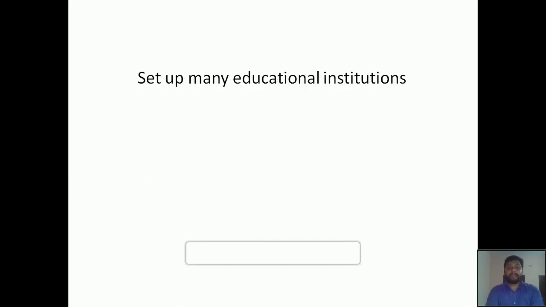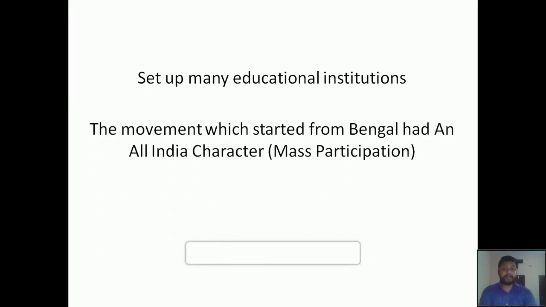And again, the seventh point says that the assertive nationalist leaders set up many educational institutions. In the previous part we have already seen one of the methods adopted by assertive nationalist leaders, that was national education. And as it was their policy, they set up a number of educational institutions in different parts of the country according to the needs of the people. So it was another achievement of assertive nationalist leaders, or assertive nationalism.